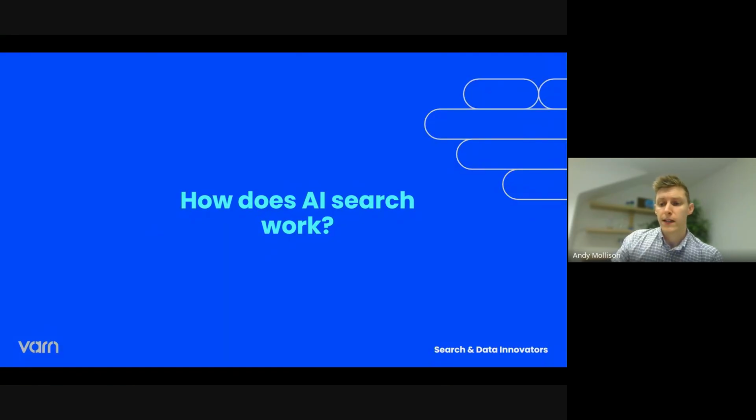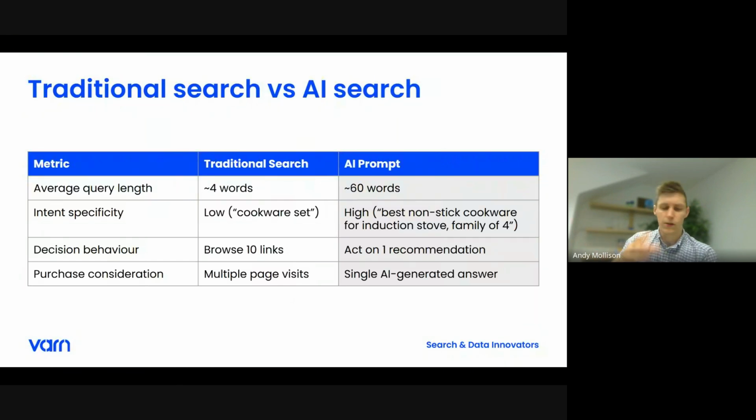So first of all, how does AI search work? Like I said, I'm going to go through the basics first. We're probably all aware of this. Traditional search tends to be shorter queries. If I'm looking for a new cookware set, I might just search cookware set. I could search something longer than that, but generally speaking, you tend to use traditional search in that kind of way. In AI search, people do tend to use it in a more conversational manner.